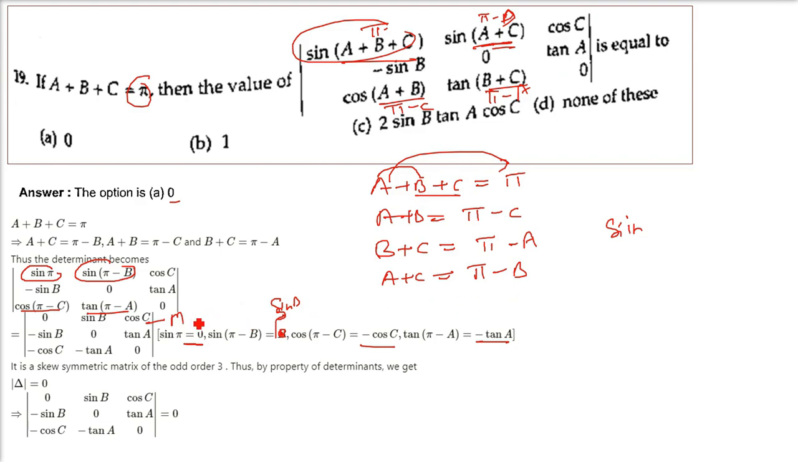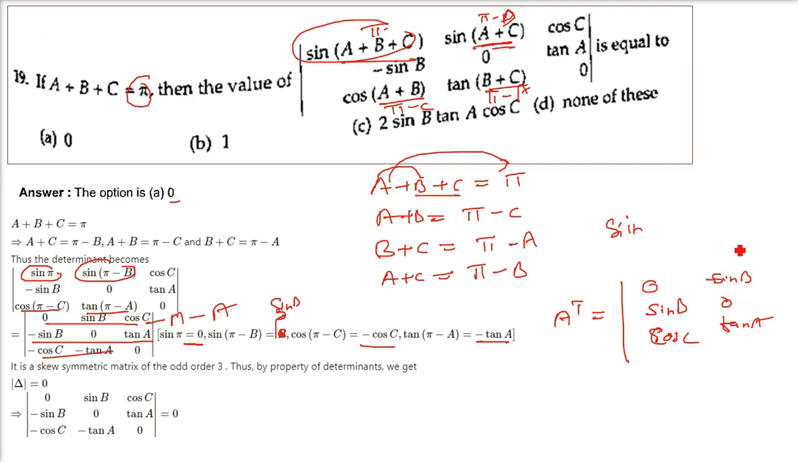Right? Now let us take the transpose of this. When we take the transpose, the first row I take as the first column: 0, sine b, cos c. The second row I make into a column: minus sine b, 0 and tan a. Then this row as a column: minus cos c, minus tan a and 0.